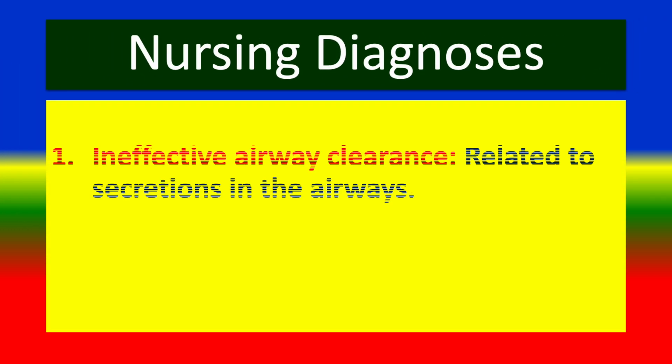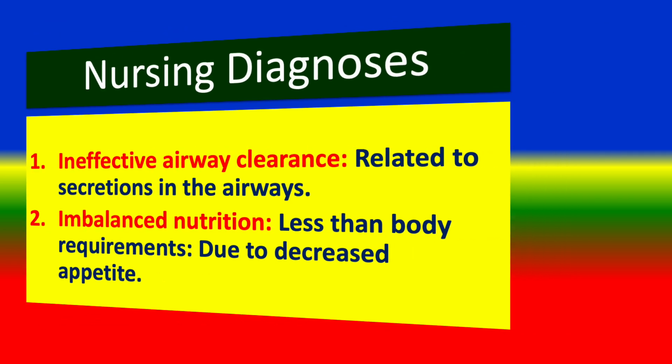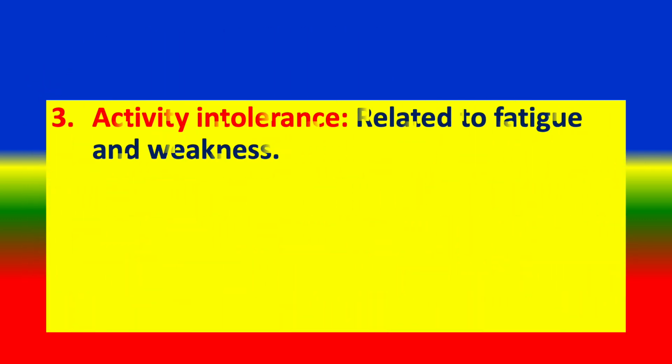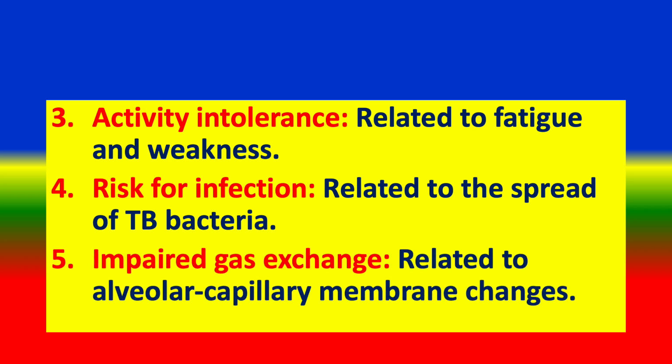Nursing diagnosis. 1. Ineffective airway clearance related to secretions in the airways. 2. Imbalanced nutrition, less than body requirements, due to decreased appetite. 3. Activity intolerance related to fatigue and weakness. 4. Risk for infection related to spread of TB bacteria. 5. Impaired gas exchange related to alveolar capillary membrane changes.